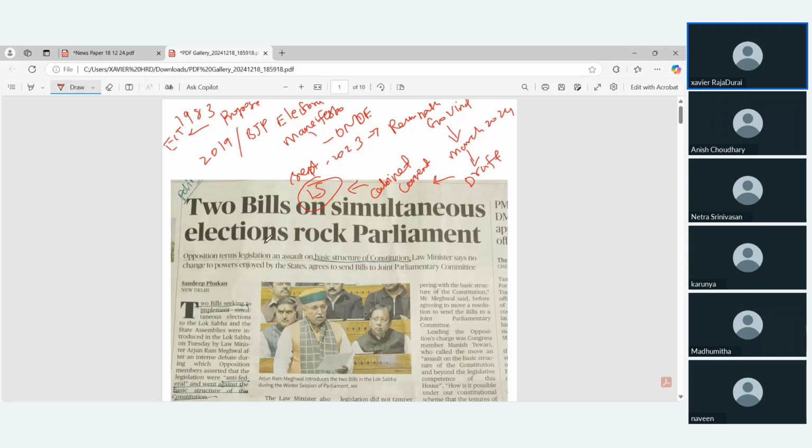And that is one of the points, your point is there. But my question is, by implementing this One Nation One Election now throughout India simultaneously for the state government and the central government, what are the negative impacts?